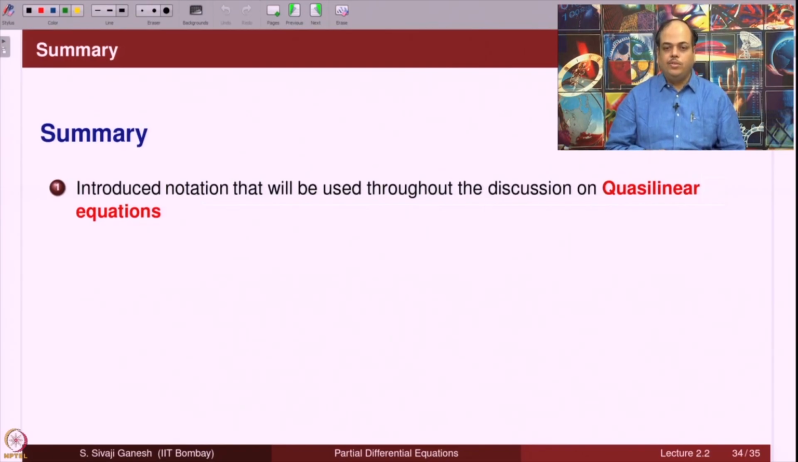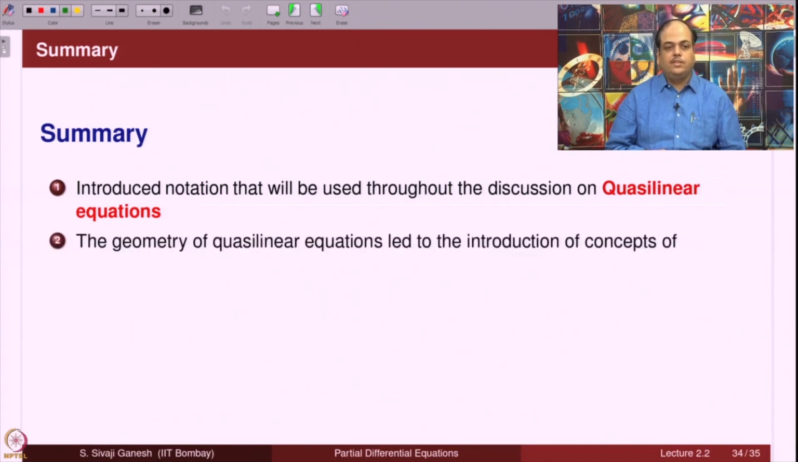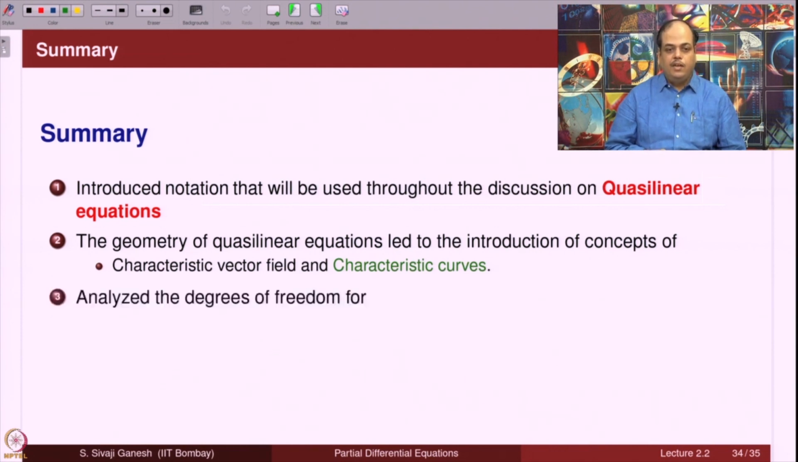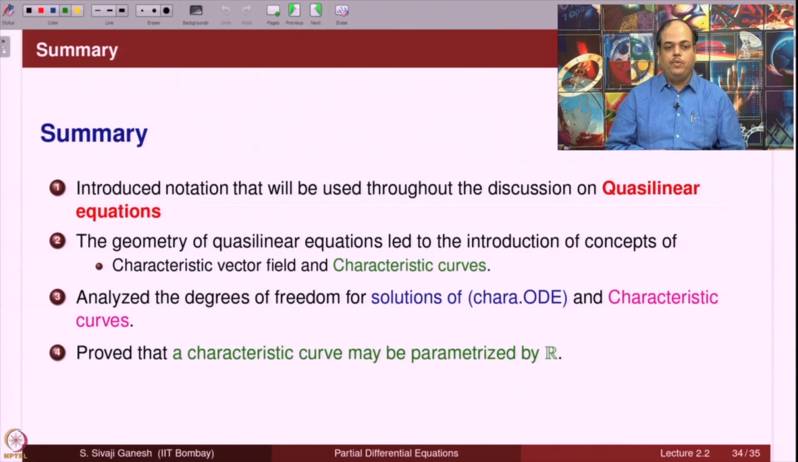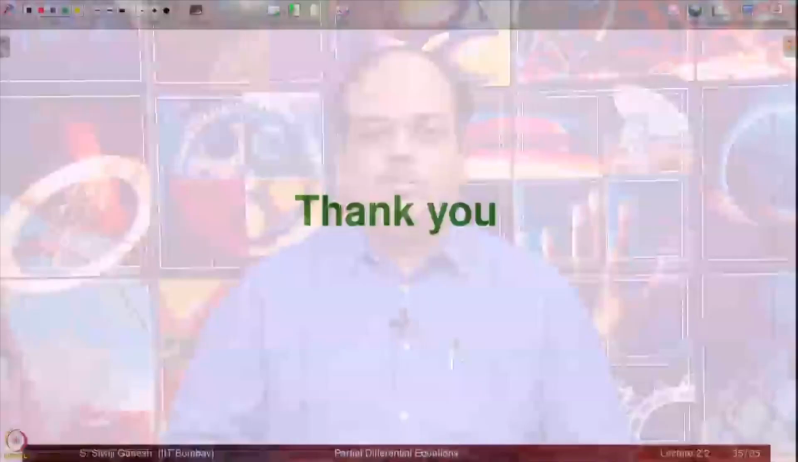Let us summarize what we did today. We introduced the notations that will be used throughout the discussion on quasi-linear equations, and then we discussed the geometry of quasi-linear equations, which led to the introduction of the concepts of characteristic vector field and characteristic curves. We analyzed the degrees of freedom for solutions of a Cara-ODE and characteristic curves. We proved that a characteristic curve may be parameterized by R. So, using this geometry of quasi-linear equations, we will try to solve the Cauchy problem for quasi-linear equations in future lectures.